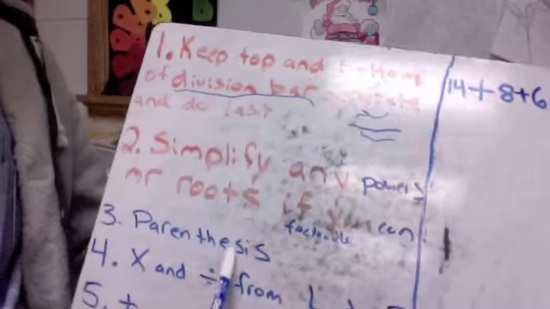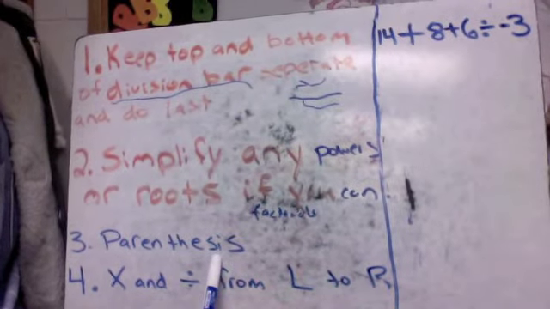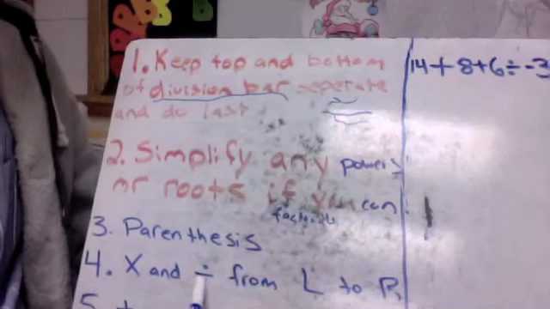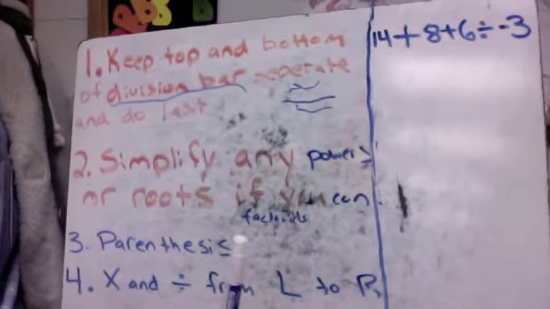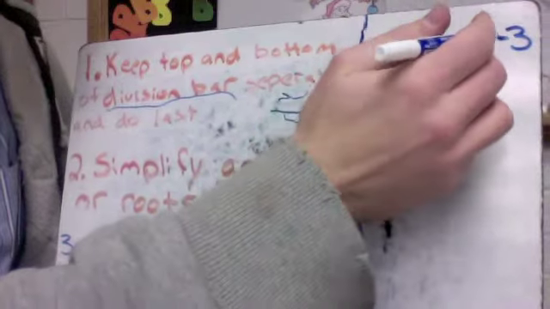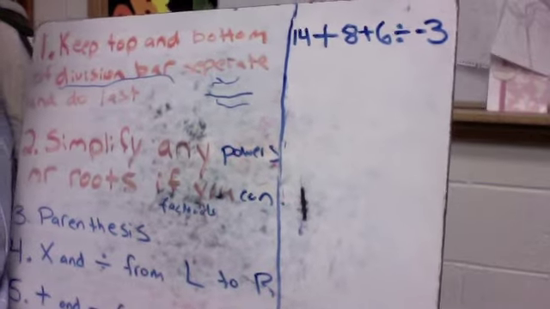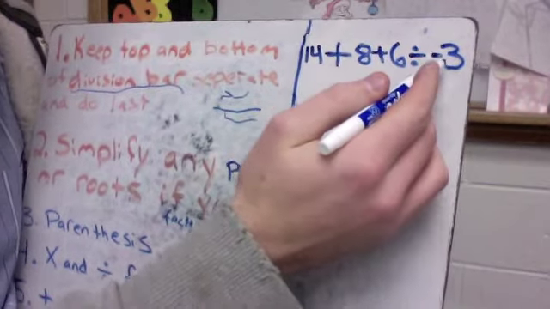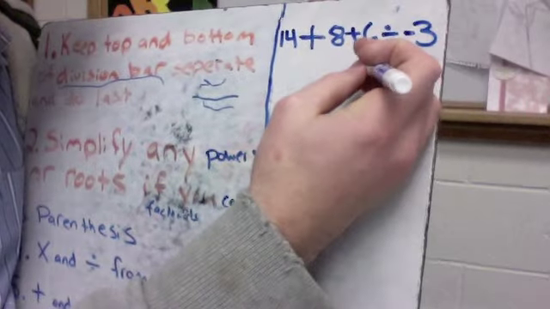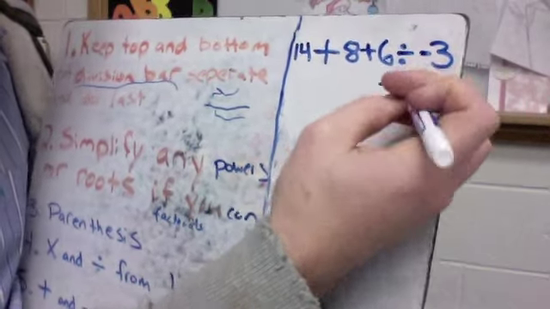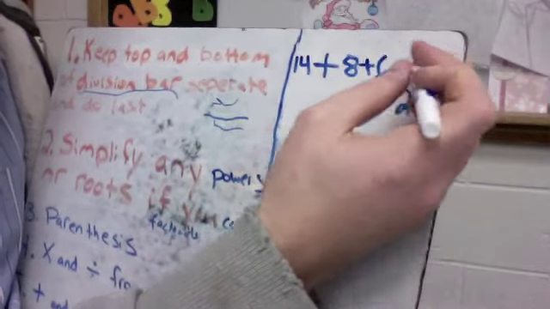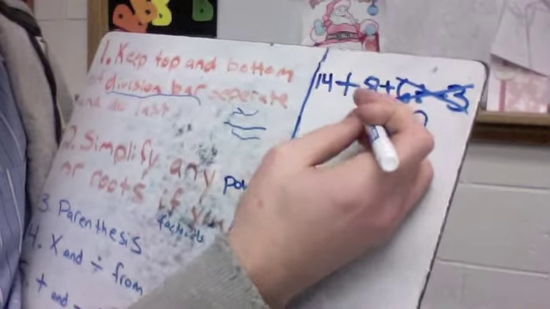I do not have any parentheses, so I'm not worried about that. Number 4, times and divide from left to right. I got a plus, I got a plus, I got a divide, so that's got to come first. 6 divided by negative 3, so we know it's going to be negative. 6 divided by 3 would be 2, so it's negative 2. Get rid of that. Bring everything else straight down.